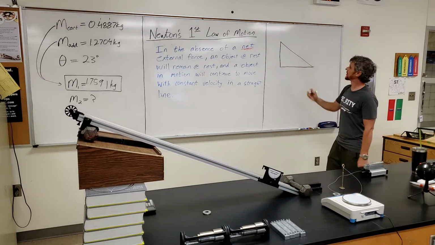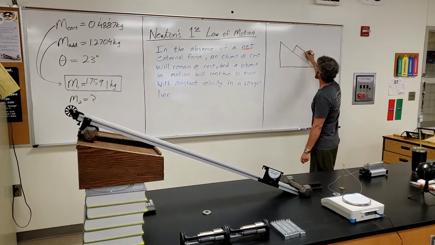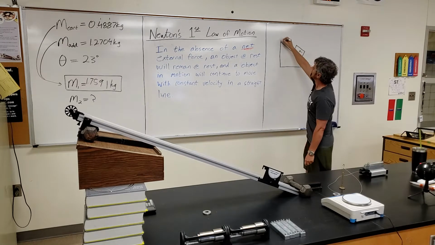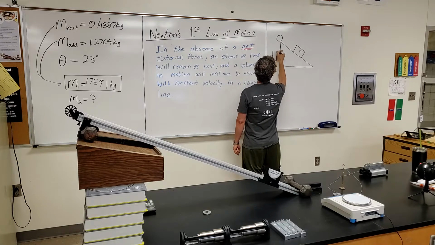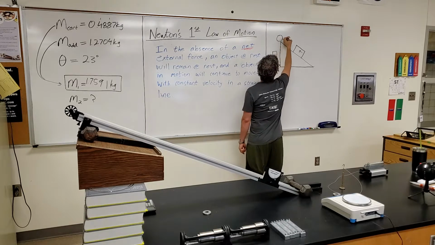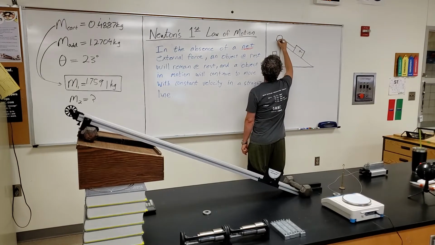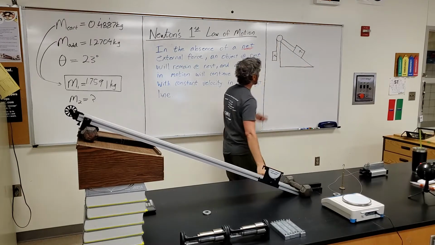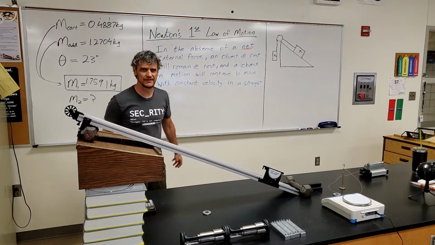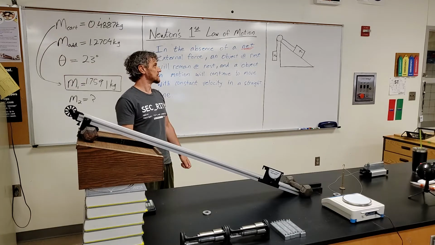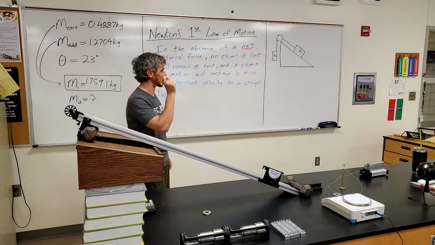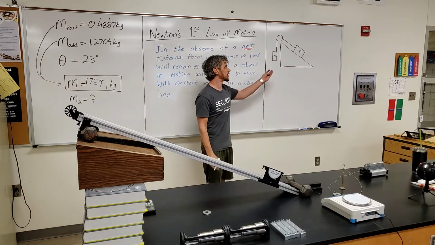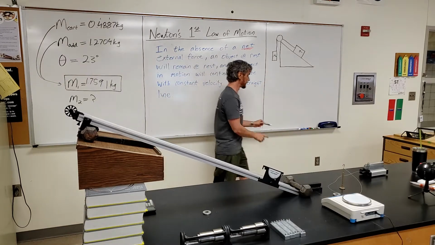So here's my ramp here. Here's my cart, which I called M1. Here's my pulley. And here's the hanging mass, which I will call M2. And they are all going to be connected by a string. Note that my diagram doesn't look anything like the actual situation. That's because I have no artistic ability, so I'm not going to take time to try to draw it accurately. I recommend you don't either. This diagram would be enough.